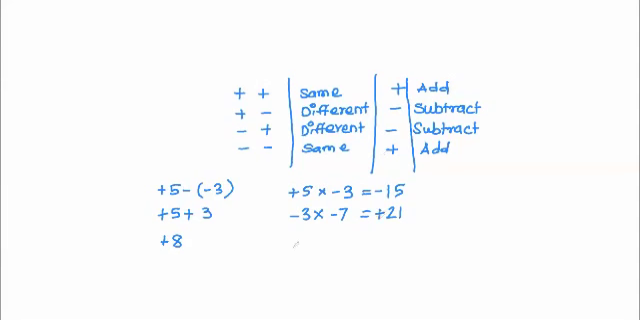For division, let's do 21 divided by minus 3. If there is no sign, it means there is a plus sign. So plus minus, different means answer has to be having negative sign. And what is the weight of the answer? 21 divided by 3, division of the weights, 7.